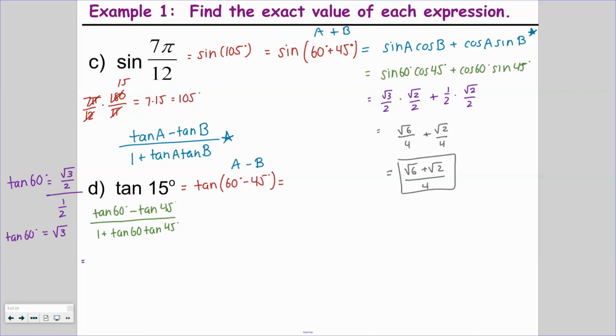If I just show that work on the side, it's going to be a little bit easier as we work through the simplifying. The other angle that we're taking the tangent of is 45 degrees. The tangent of 45 degrees, that's a lot easier to work with. It's just 1.